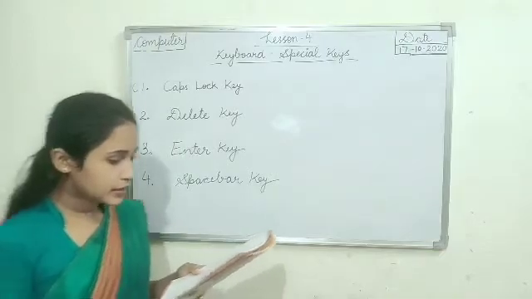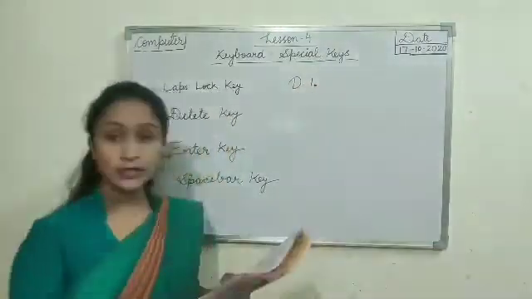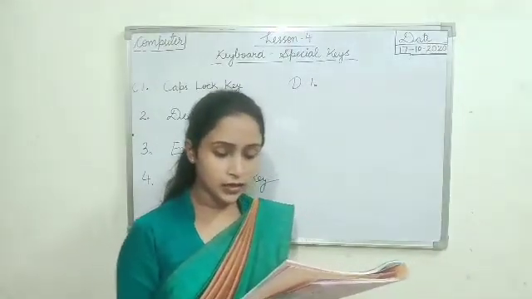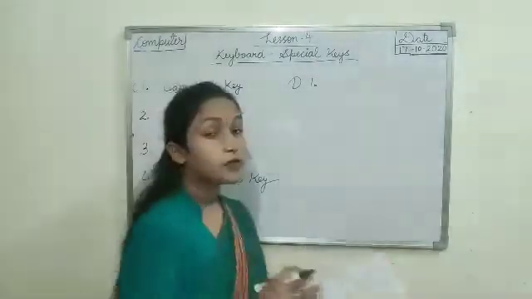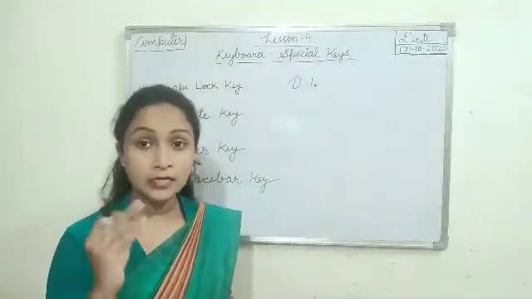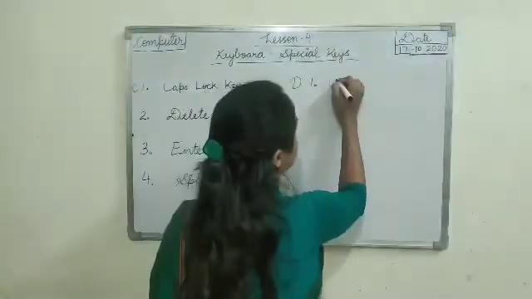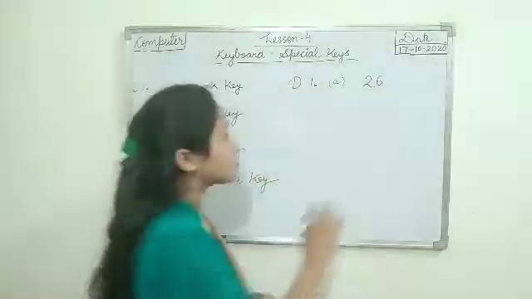Next, tick the right answer. D part. Tick the right answer. Here question is given. How many alphabet keys are there on a keyboard? First you tell me how many alphabets are there. You all know 26 alphabets. So 26 is correct. A option is correct.